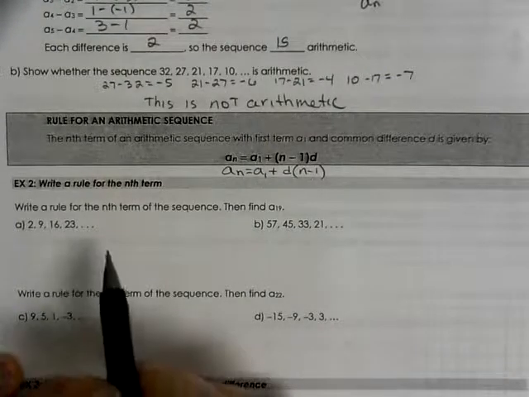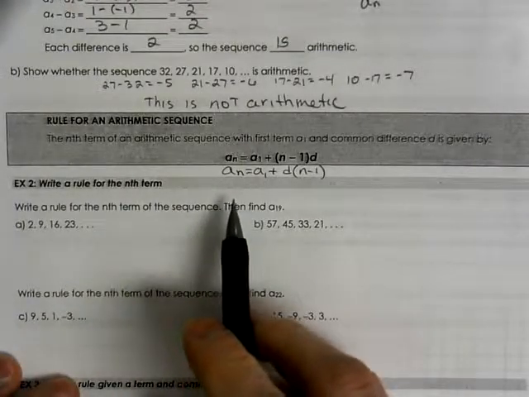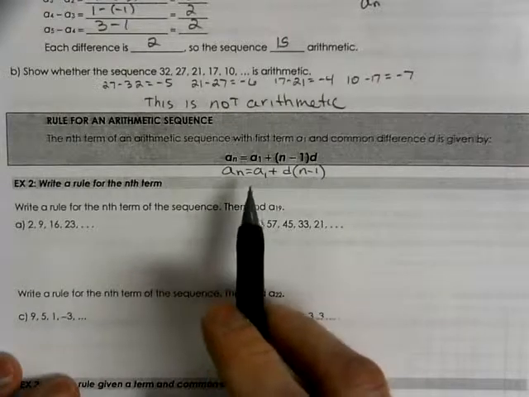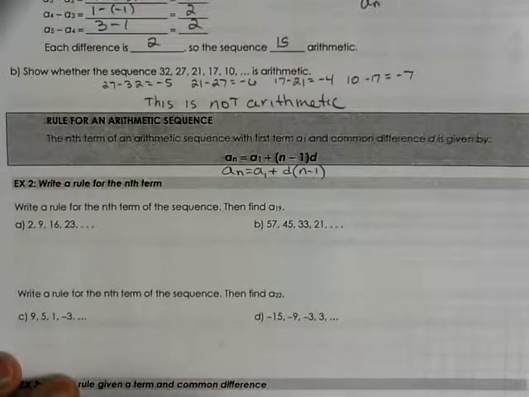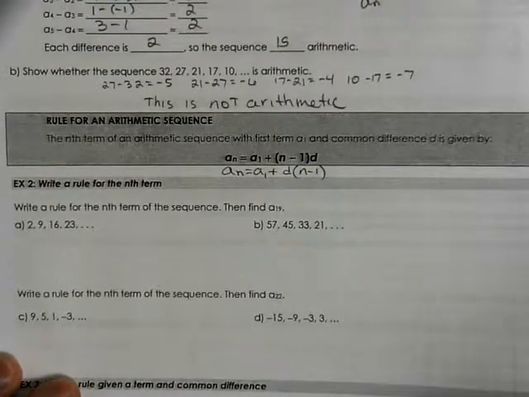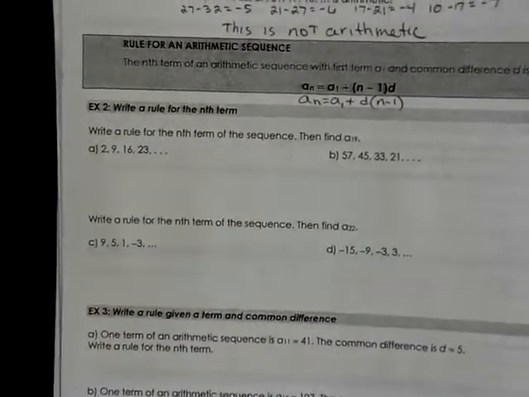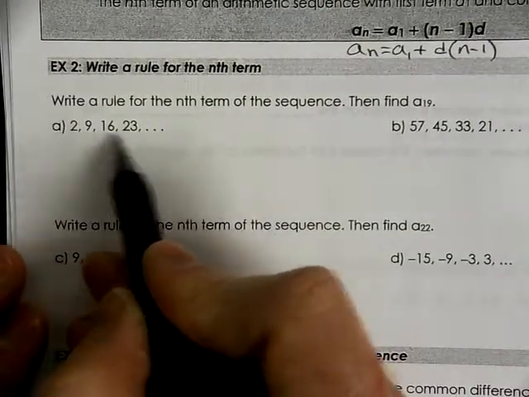Remember that an explicit rule, that's what this is. This is an explicit rule. You should be able to plug in the position that you want to get your answer. Where the recursive rule, you had to start from scratch and work your way all the way up. An explicit rule, you should be able to plug in the 10th term, a 10, to get the 10th term, a 28 to get the 28th term. So we're going to write a rule, it's called an explicit rule, for this sequence of numbers.